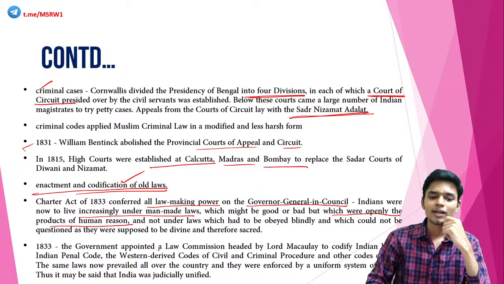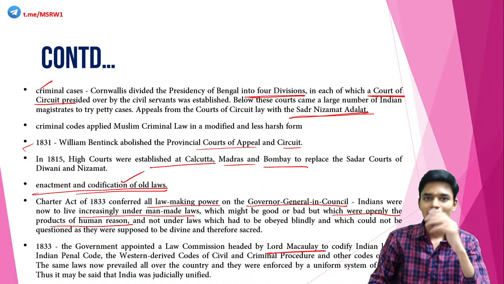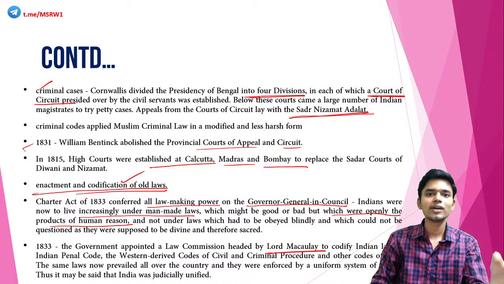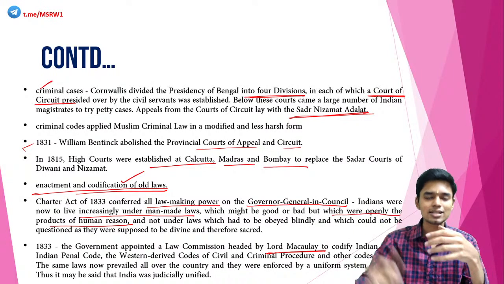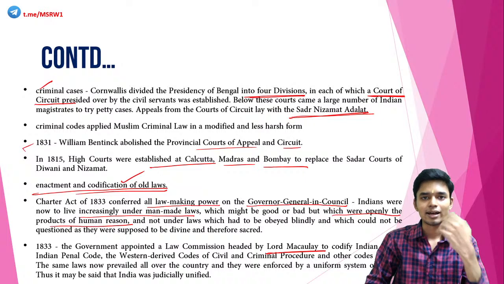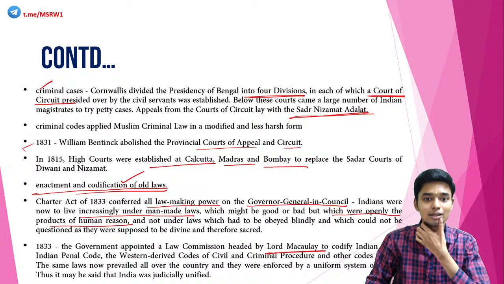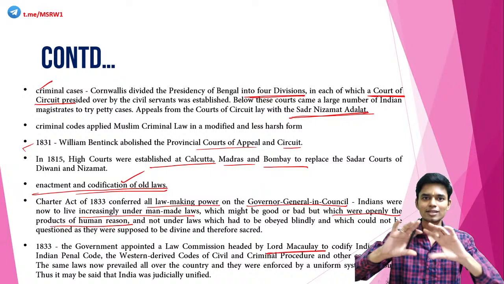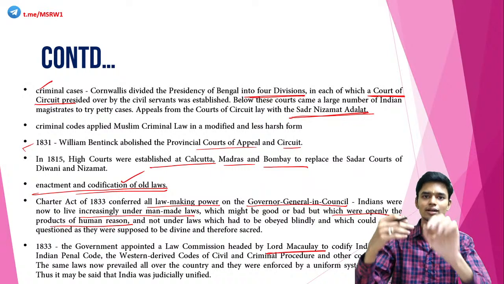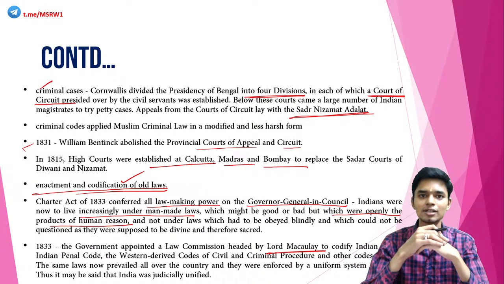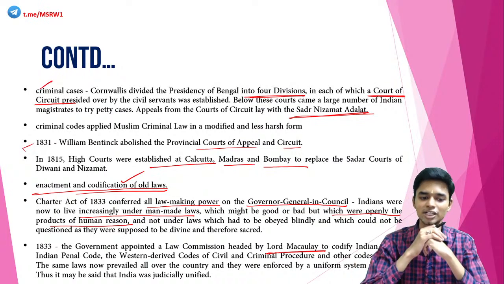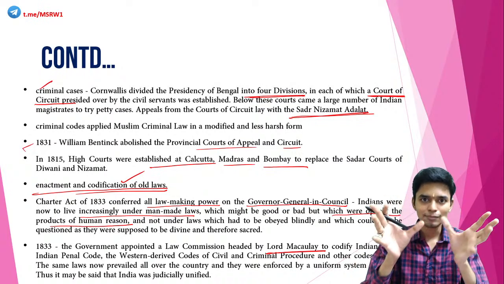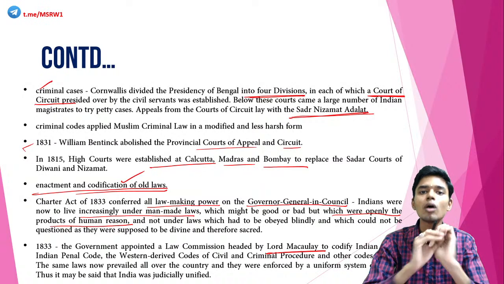In 1833, the government appointed a law commission headed by Lord Macaulay to codify the Indian laws. And it was actually Macaulay who codified the Indian laws and created the Indian Penal Code, IPC, and later on the CRPC, the civil and criminal procedures and other codes of laws. He was the chairperson of the law commission, which was placed in India by the British. And this same law was supposed to be carried out throughout the country.